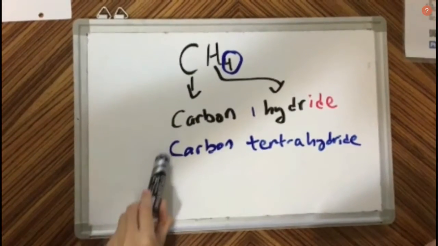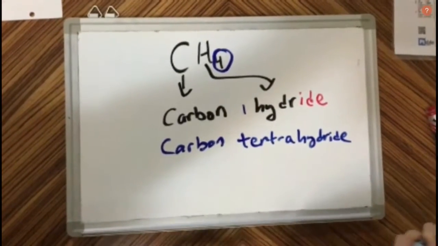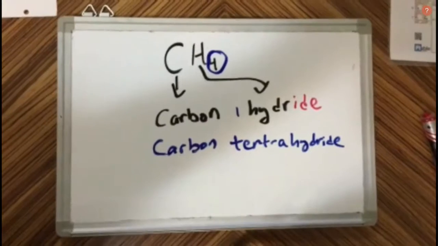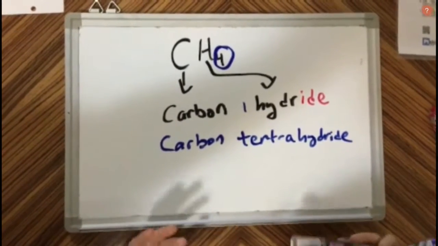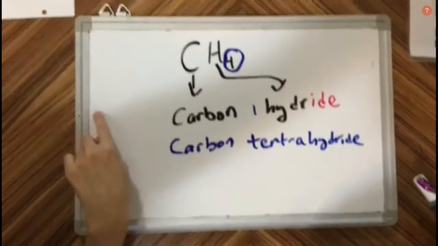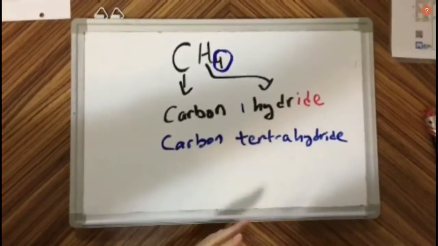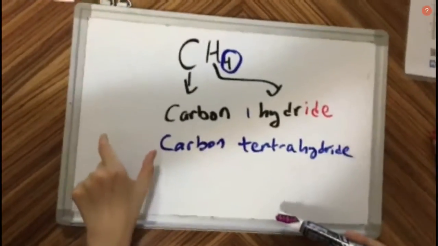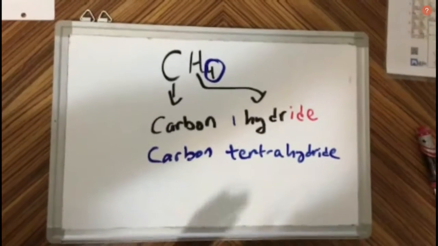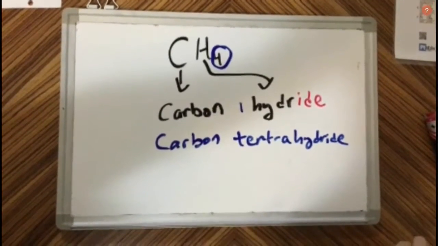But there are some rules you need to know. When you're using prefixes for binary covalent compounds, it's only for those types of compounds. And also, as you see, the prefix mono, which means there's only one of that element, isn't written at the beginning of the name of the formula, since that's one of the rules.